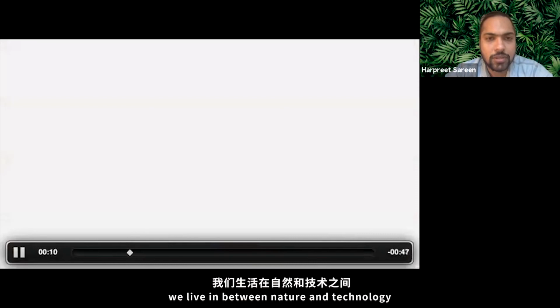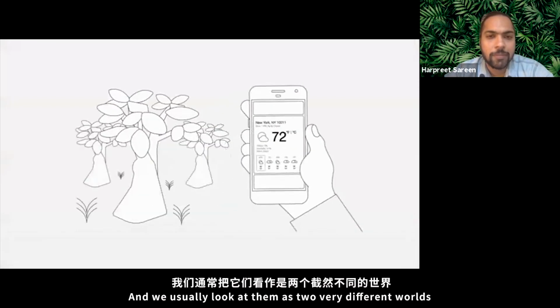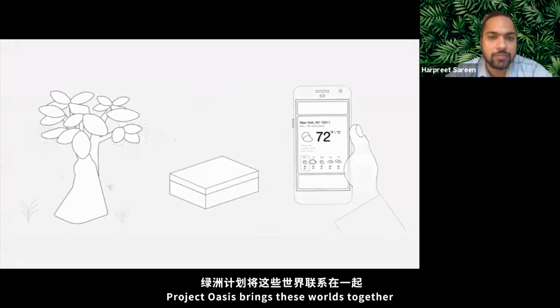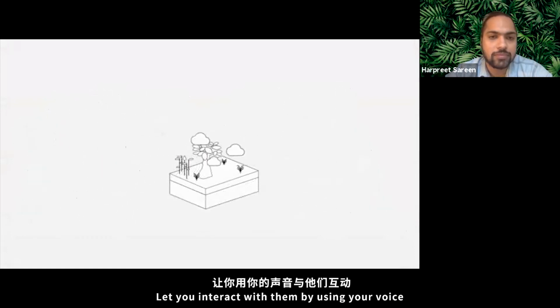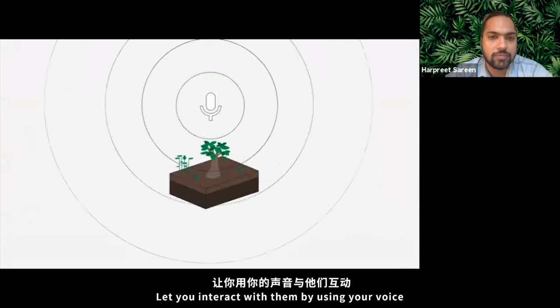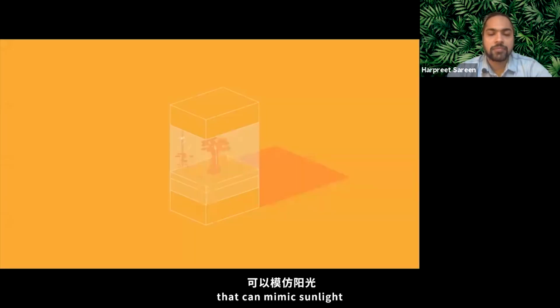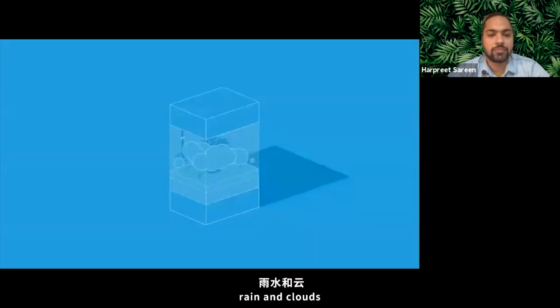We live in between nature and technology, and we usually look at them as two very different worlds. Project Oasis brings these worlds together and lets you interact with them by using your voice. It's a self-sufficient closed ecosystem that can mimic sunlight, rain, and clouds.